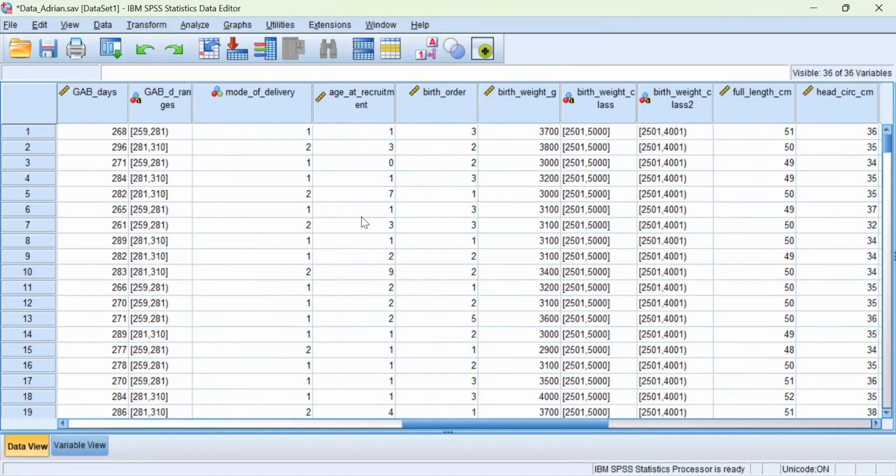So in your research work, you may be working with t-test, ANOVA, and then what? Regression.